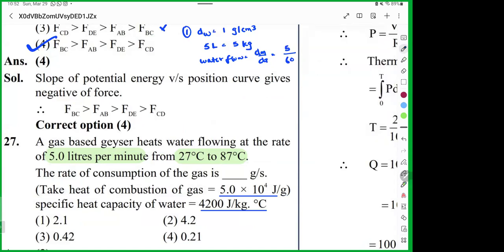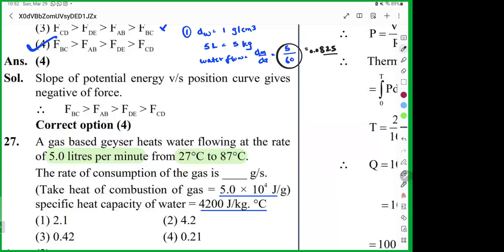Okay. So did you calculate 5 by 60? If you calculate this, you get 0.08 and remaining 2. Don't try like this, because this is not the final answer. I think you must have done the complete solution.